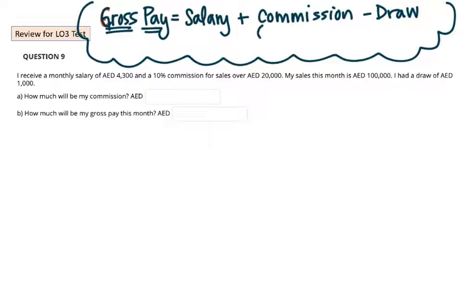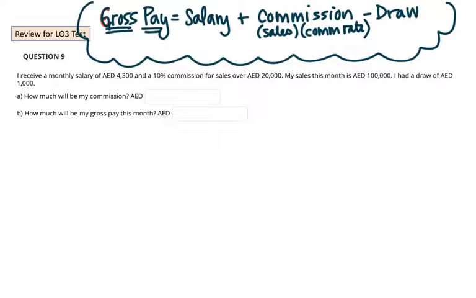Commission, remember, is going to be your total sales times your commission rate. And draw is when you borrow money and then they take it out of your paycheck later. Now, sometimes you don't have a draw. Some jobs you don't have commission. Some jobs you don't have salary and you only have commission. So you have to just read each question carefully.